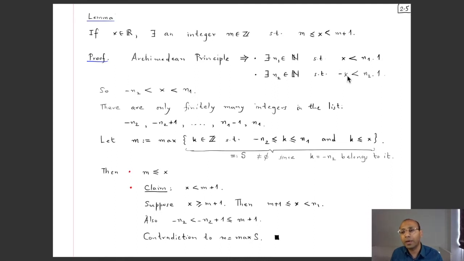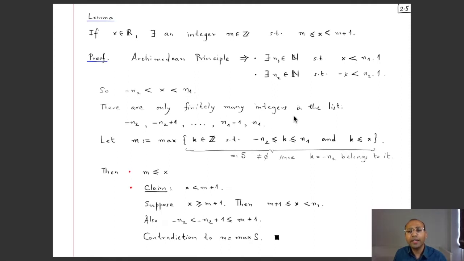And similarly, since minus x is some real number and since 1 is a positive number, we know that there exists a natural number n2 such that n2 times 1 is strictly bigger than minus x. So if I rearrange these two, then we know that x is strictly less than n1 and x is strictly bigger than minus n2. Okay, so we have got this, but this minus n2 is strictly less than n1. So this integer minus n2 is strictly less than this integer.